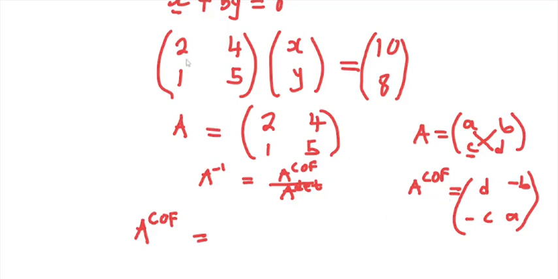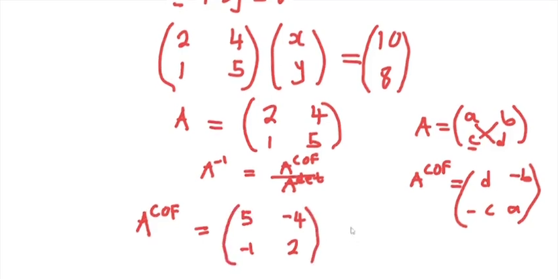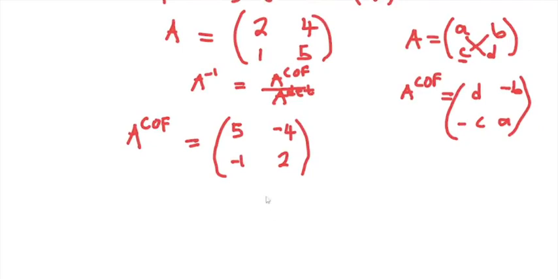The original matrix is 2, 4, 1, 5. So 2 and 5 will interchange, so the 5 will be on top. Then the positive 4, we change the sign, so it will be a negative 4. Again, this one will be a negative 1. And the 2 will go where 5 is. So it will be like this. So this is the cofactor of matrix A.